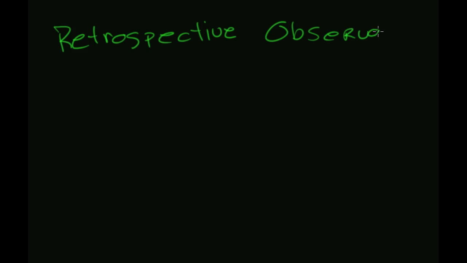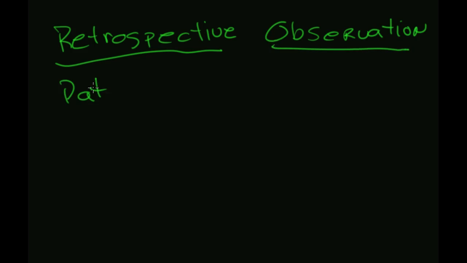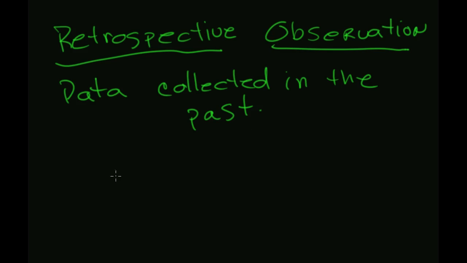Okay, the second way to consider time in an observational study is to do a retrospective observation. So here, what you're doing is you're actually looking at data that is collected in the past. So you're looking through data that's collected in the past and you're examining it in the present. So this can be considered as like a past tense observation.